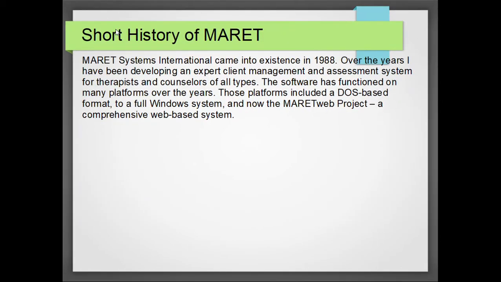Merit Systems International came into existence in 1988. Over the years, I have been developing an expert client management and assessment system for therapists and counselors. The software has functioned on many platforms over the years, including DOS, various Windows systems, and now the MARETweb Project, which is a comprehensive web-based system.